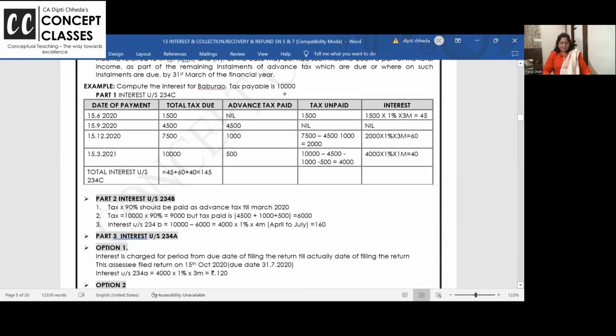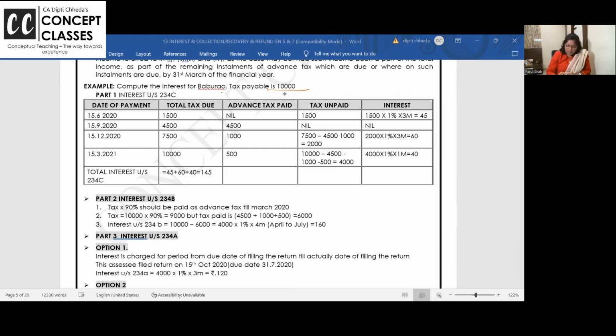Chalo, check this example I have given. Compute the interest for Baburao. His tax is 10,000. I made some column. Please be with me. Focus here so that the example is clear. And if you have any doubt, you can ask me.